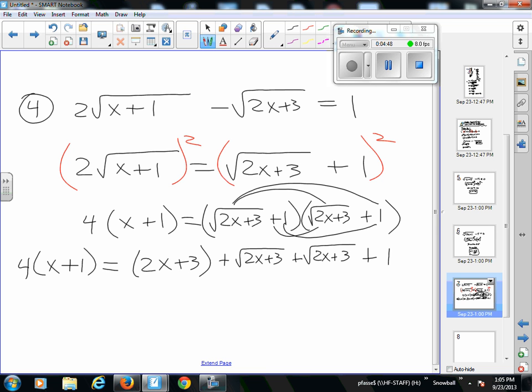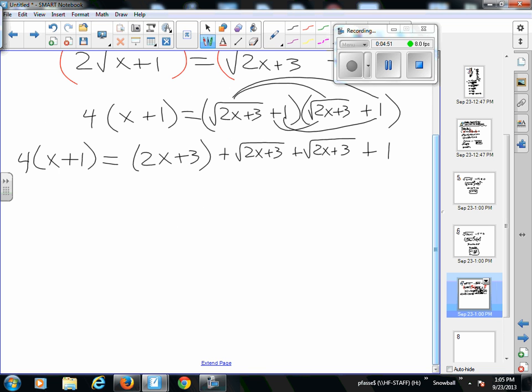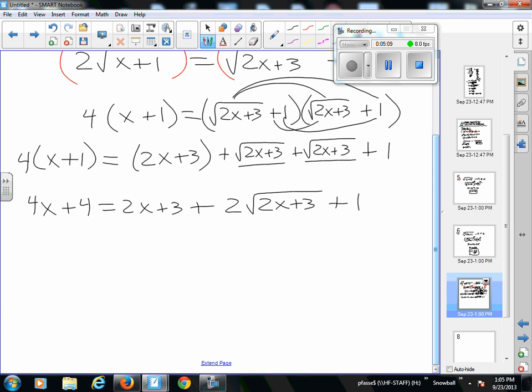Okay, let's try simplifying. Well, I have the 4 distributed over here. I have 2x plus 3. Nothing to do there other than get rid of the parentheses since we're all in terms of addition or subtraction. I have one root 2x plus 3 plus one of them gives us two of them. Remember, when we add, we think of them like variables, plus 1.